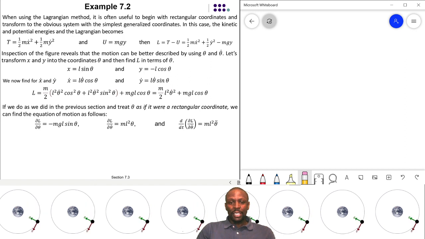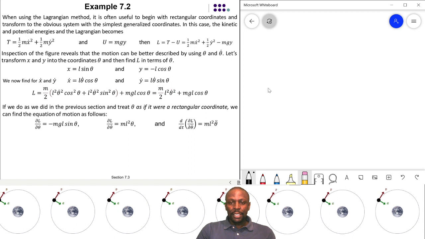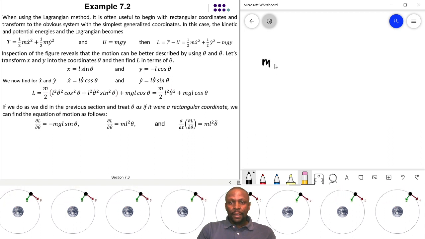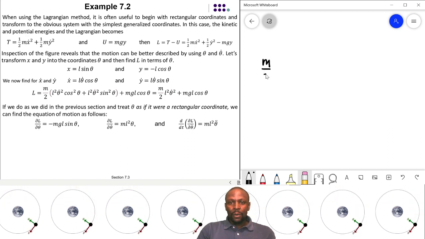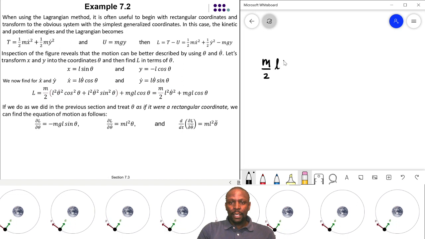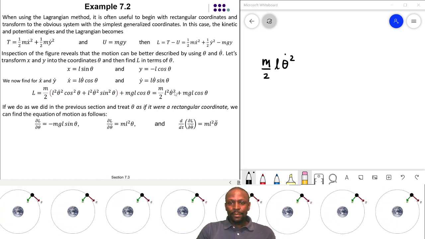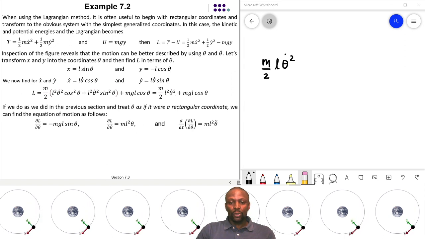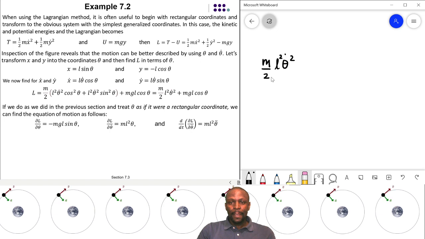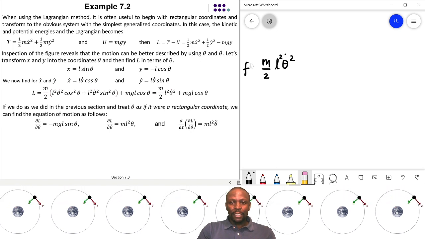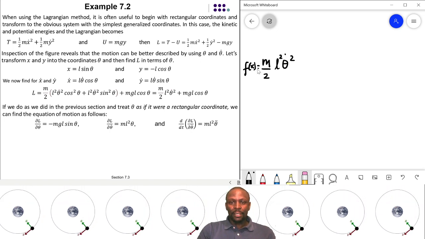Now, if you differentiate that equation there, you get terms in L theta dot squared, and then you also have the square in terms of L here. Now, say this is a function of theta.